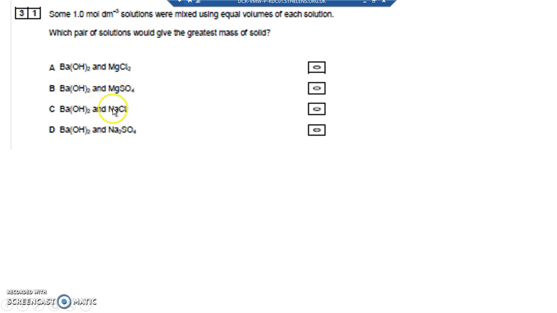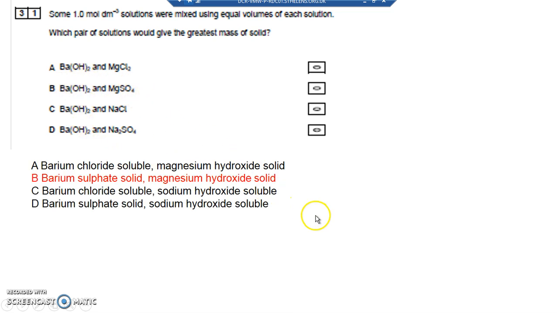Sodium hydroxide is soluble, barium chloride is soluble as well, so I'm getting two soluble products here, and I'm getting barium sulfate, which is insoluble. I'm getting sodium hydroxide, which is soluble. So there's only B that gives two insoluble products.